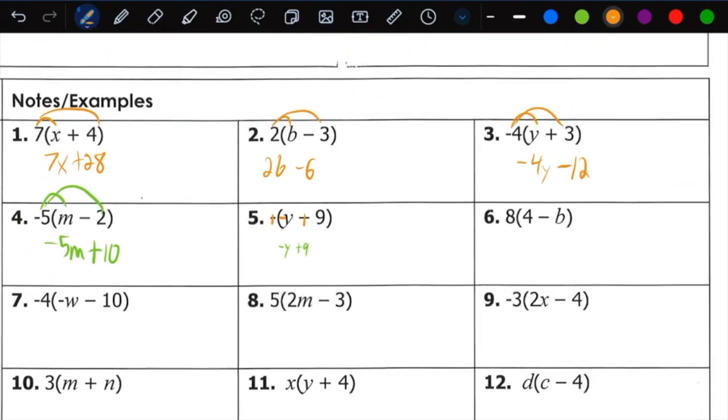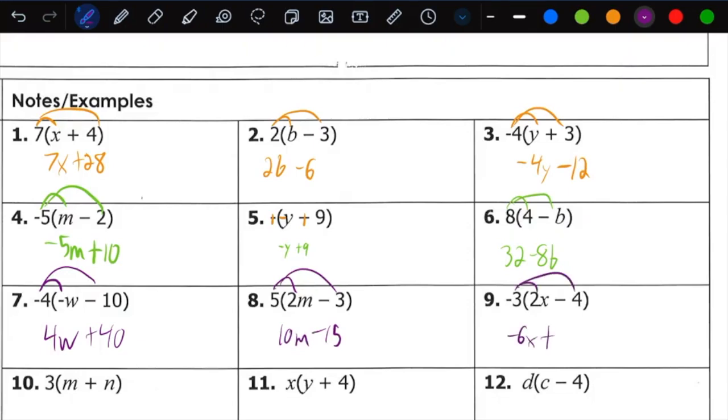Next, on number 6, as I distribute my 8, I end up getting 32 minus 8b. Number 7, as I distribute my negative 4, negative 4 times negative w is positive 4w. I do not have to write the positive sign, but if I write that beforehand, it's okay. Negative 4 times negative 10 is positive 40. On number 8, distributing 5 gives me 10m minus 15. On 9, distributing negative 3 gives me negative 6x plus 12. We have a negative times a negative there.